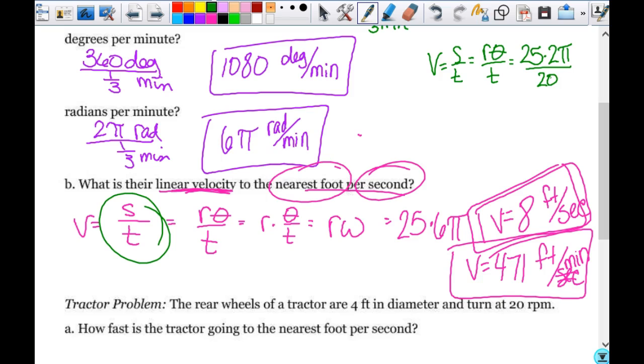It does. So you can do it all from scratch. Instead of using your angular velocity, I wanted to show you how you could use your angular velocity, but I think that made things worse. 8 feet per second. You just got to make sure you handle it right in the calculator.